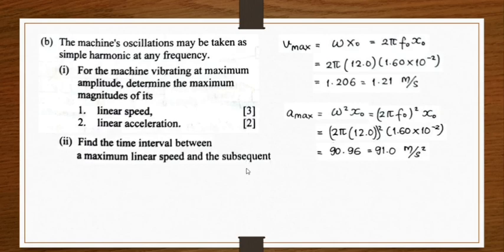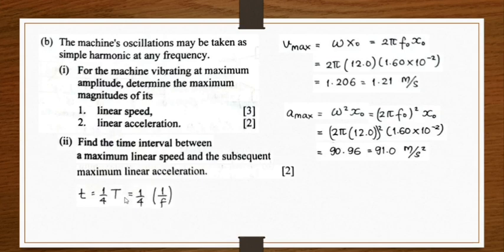Find the time interval between a maximum linear speed and the subsequent maximum linear acceleration. In this case, the variations of velocity and acceleration with time are always 1/4 cycle apart. What does it mean? When velocity is at maximum, acceleration will be minimum. And when velocity is minimum, acceleration will be maximum. So the difference in time will be 1/4 cycle, 1/4 period. So the time interval between maximum velocity and the subsequent maximum acceleration will be 1/4 T.